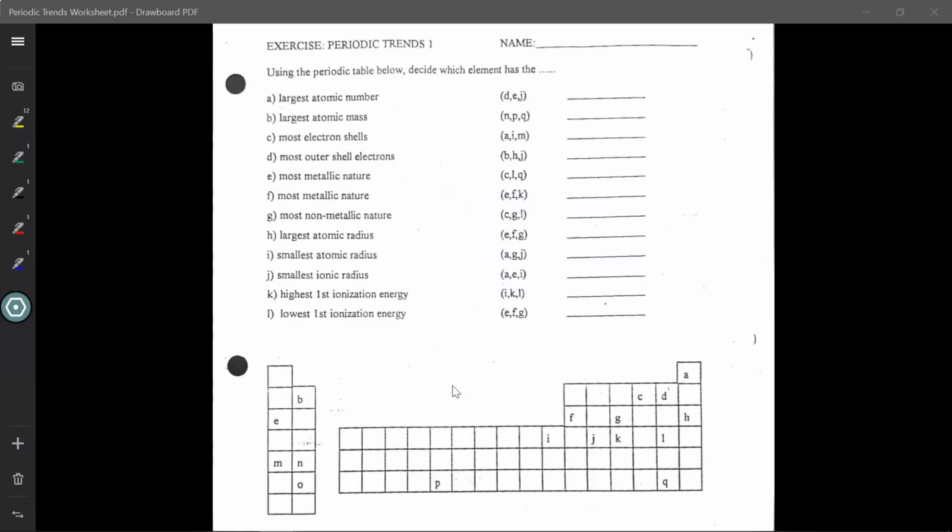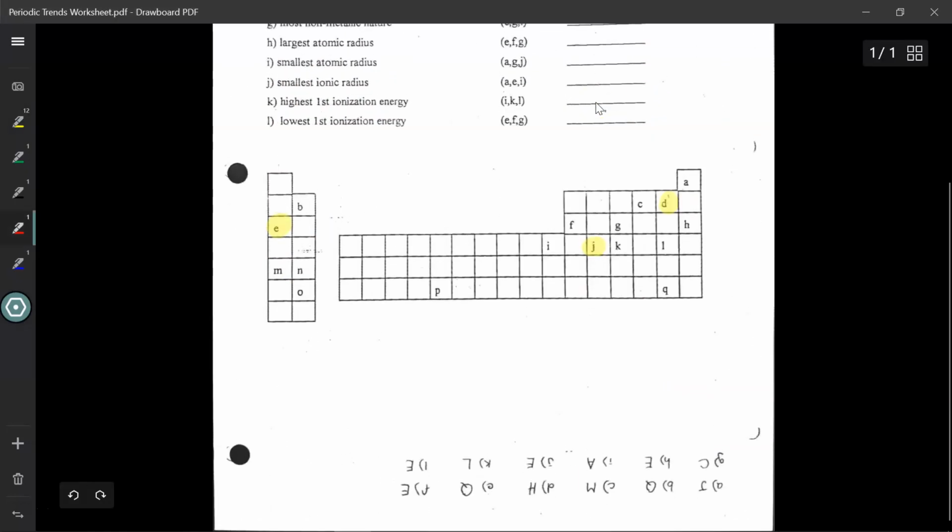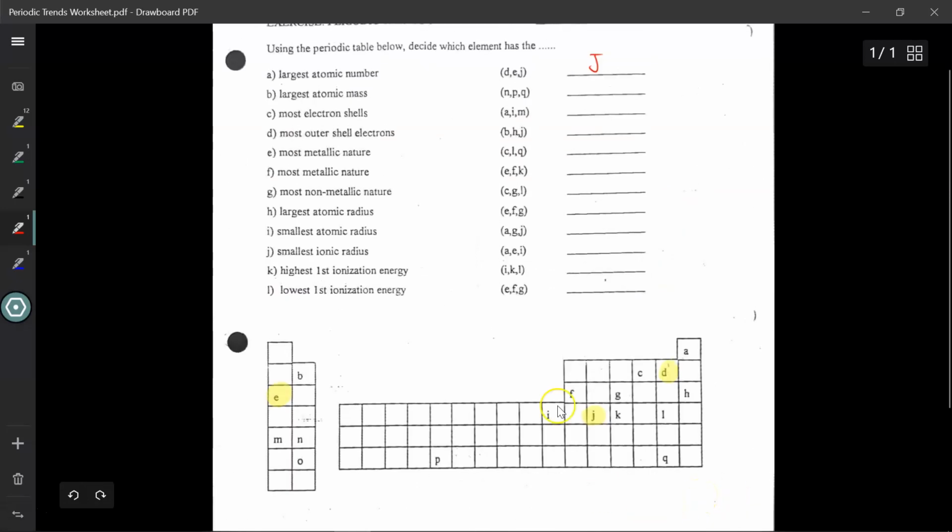Alright, so what I'd like you to do now is to try out this practice worksheet. Take a look at the first question. Which of these three letters, D, E, or J, has the largest atomic number? So D, E, and J are located here. Which of these three elements has the largest atomic number? Obviously the answer is J, and you can find the answer at the bottom over here. Alright, so try them out, and if you have any questions, let me know.